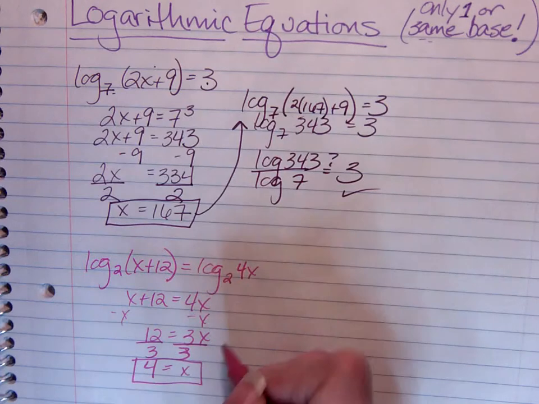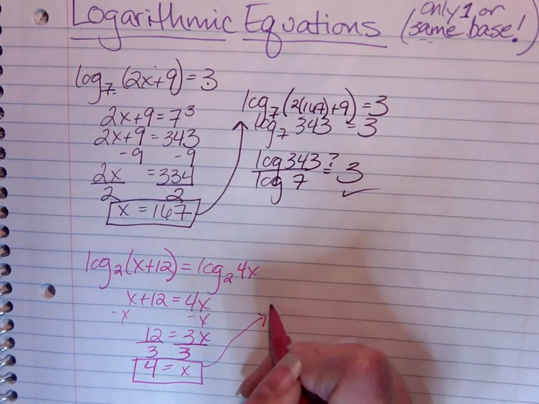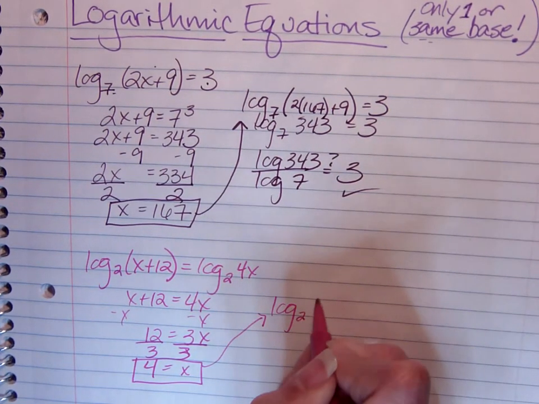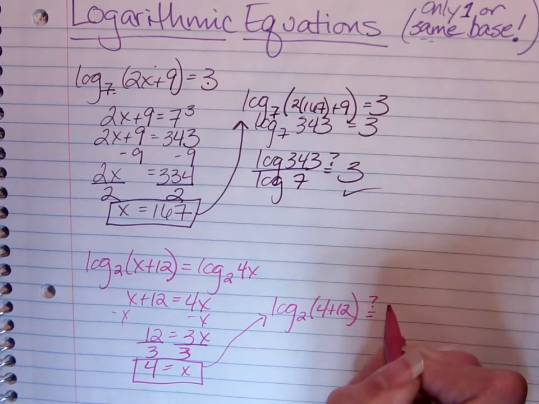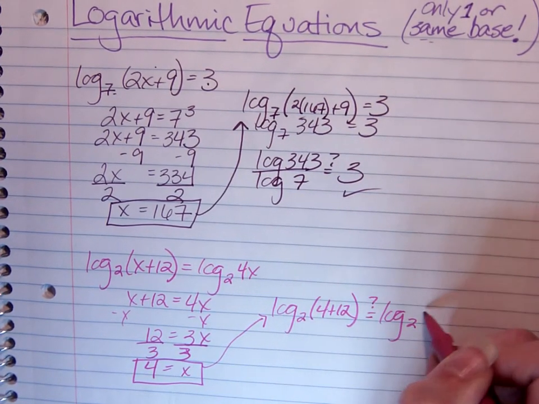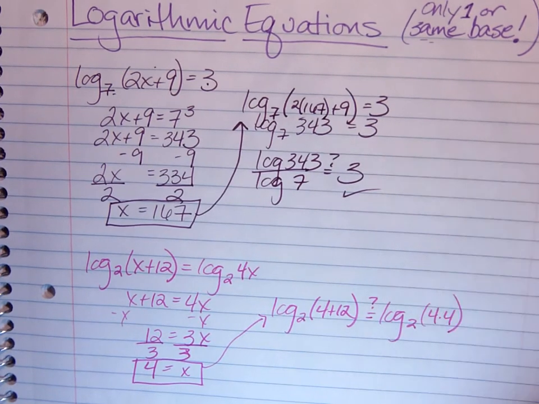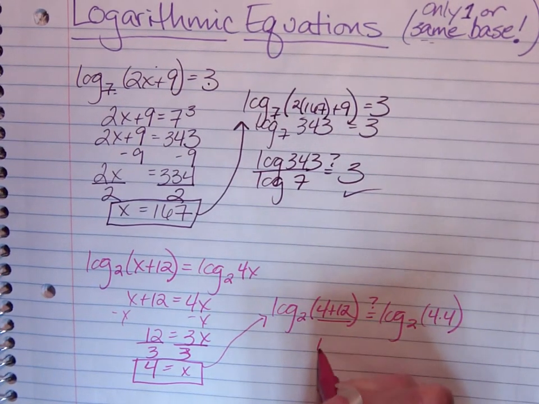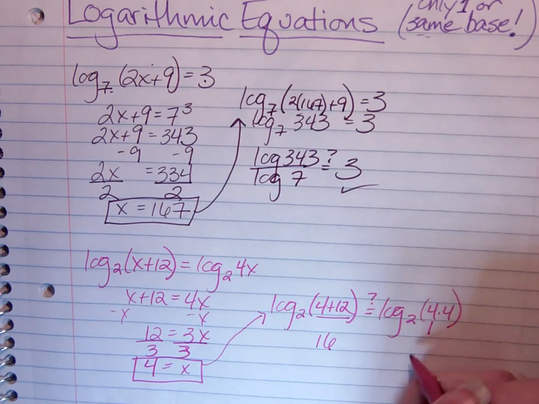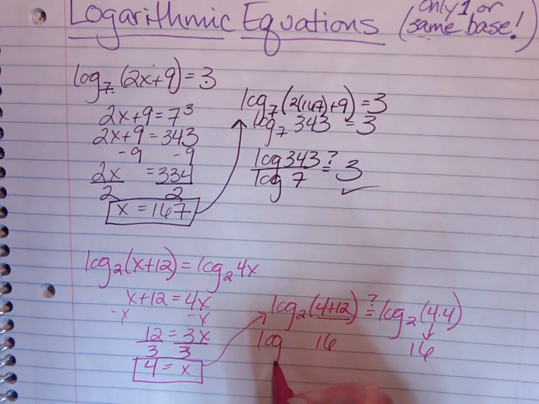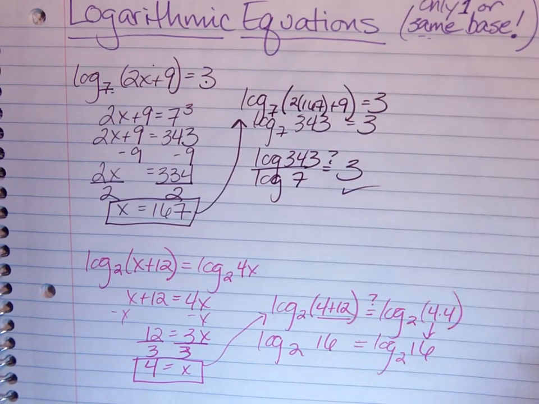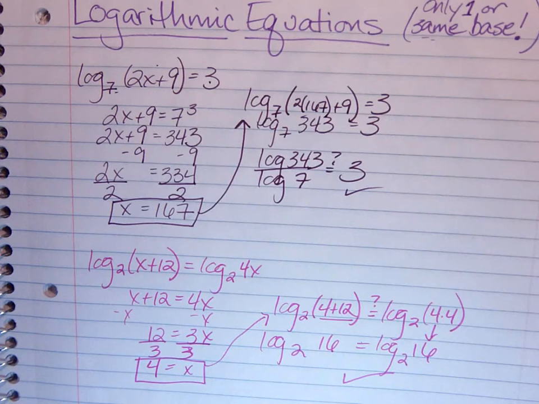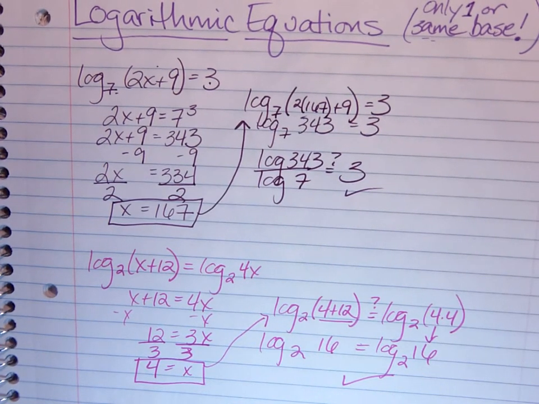Does that work? Well, when we plug it back in, log base 2 of 4 plus 12, is that the same as log base 2 of 4 times 4? 4 plus 12 is 16. 4 times 4 is 16. So this says log base 2 of 16 is equal to log base 2 of 16. That's a true statement, so we know we're okay.